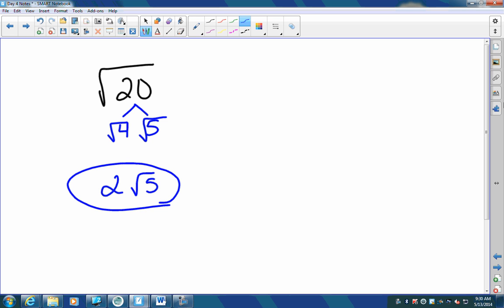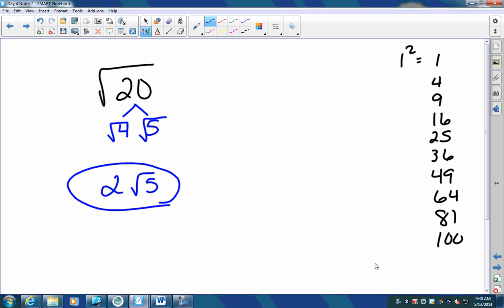Now, some of y'all need to remind yourselves that perfect squares, like 1 squared is 1, perfect squares are 1, 4, oh, I skipped one. 2 squared is 4, 3 squared is 9, 16, 25, 36, 49, 64, 81, 100. Sometimes some of the geometry teachers will tell you to write the perfect squares out to the side to help you remember what you're looking for.